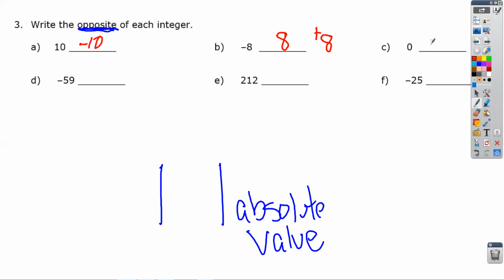Okay, if I were to fold that number line on top of itself, well, 0 would just fold on top of 0. What's the opposite of -59? Good, +59. Opposite of 212? -212. And the opposite of -25. Good, +25. And remember, I can put the positive sign, but I do not have to. I only have to put a sign when it is negative.